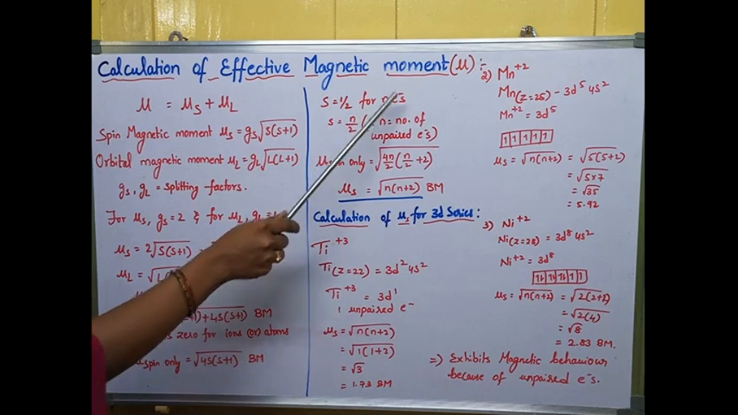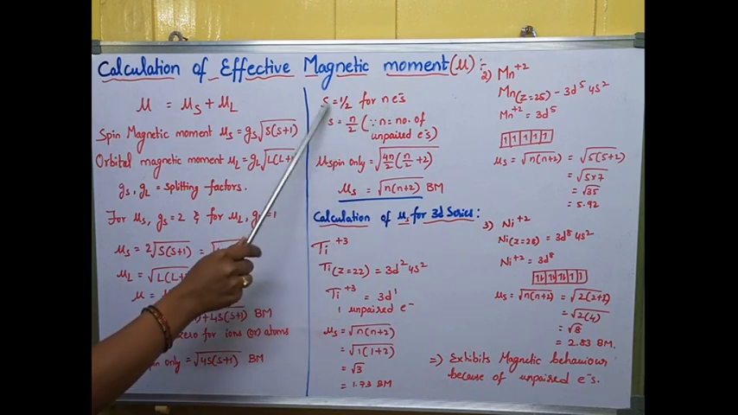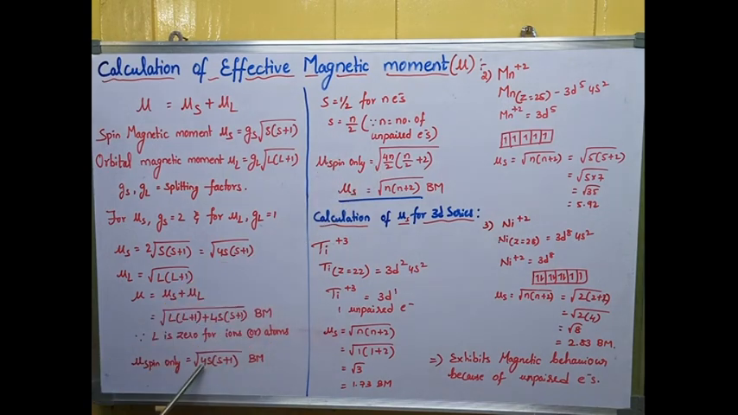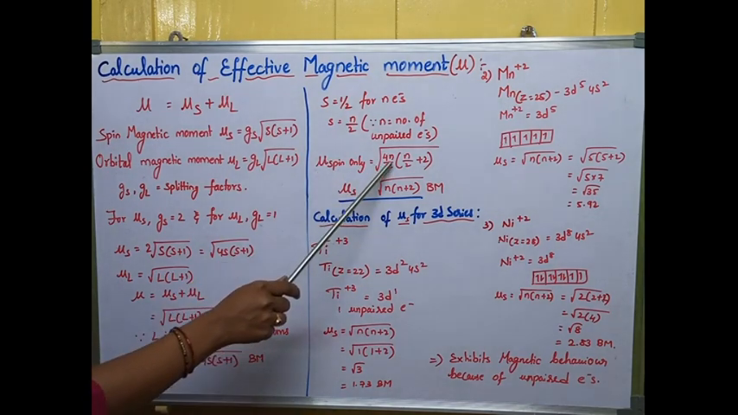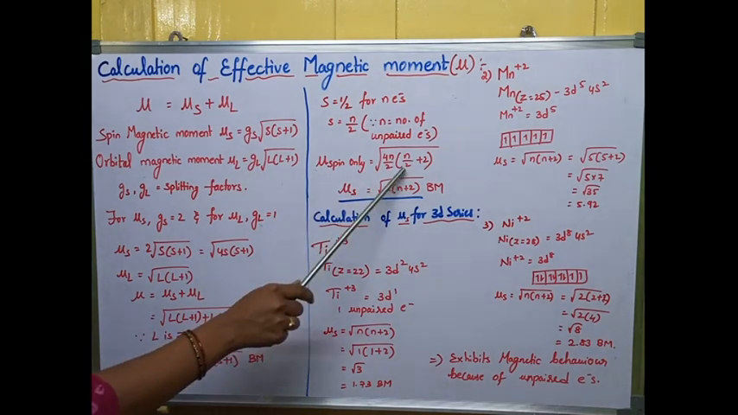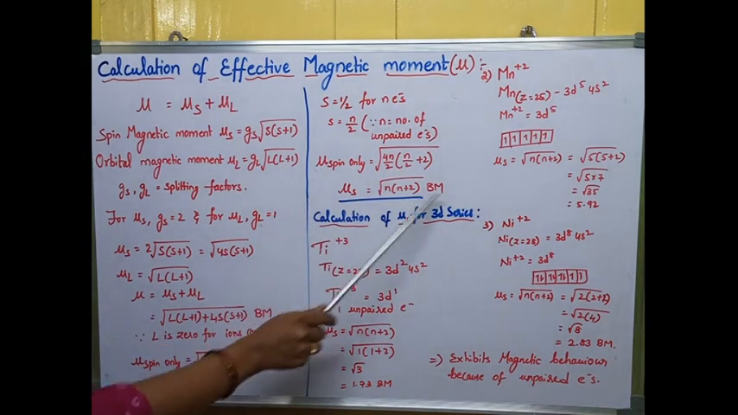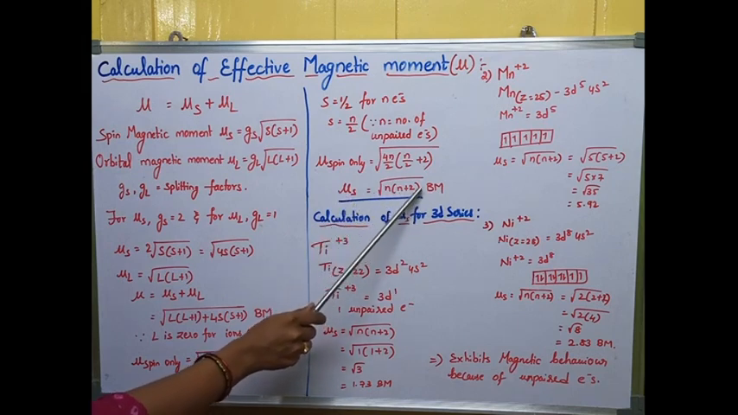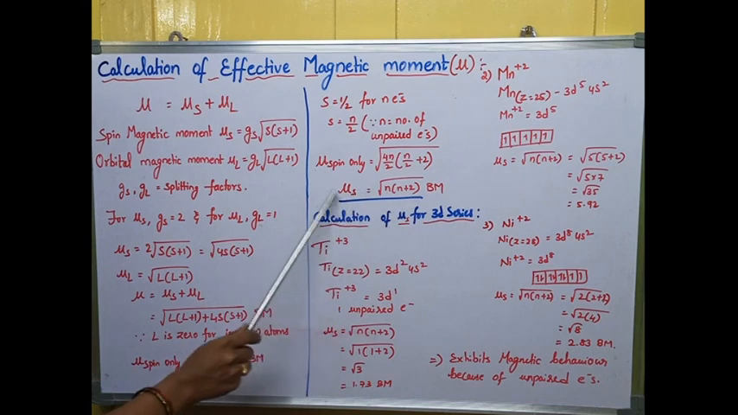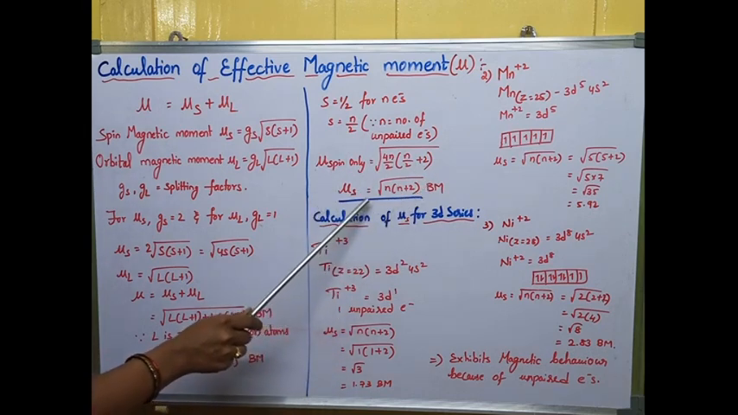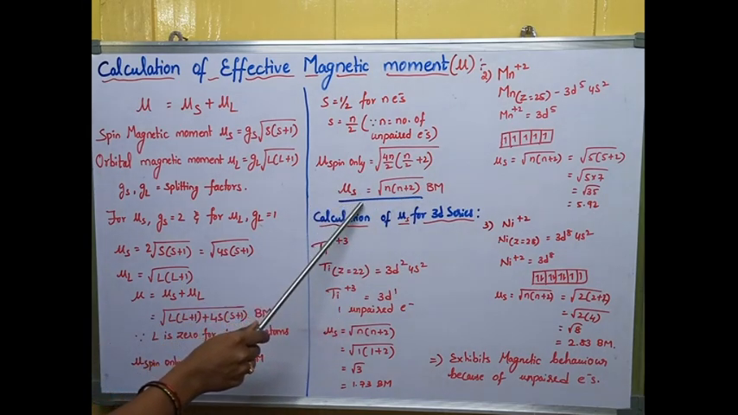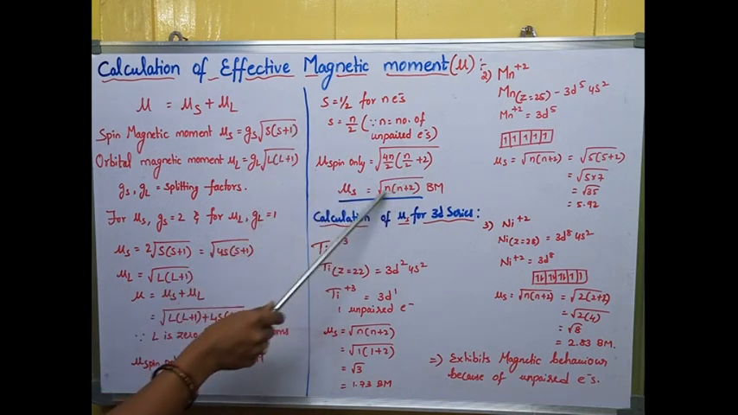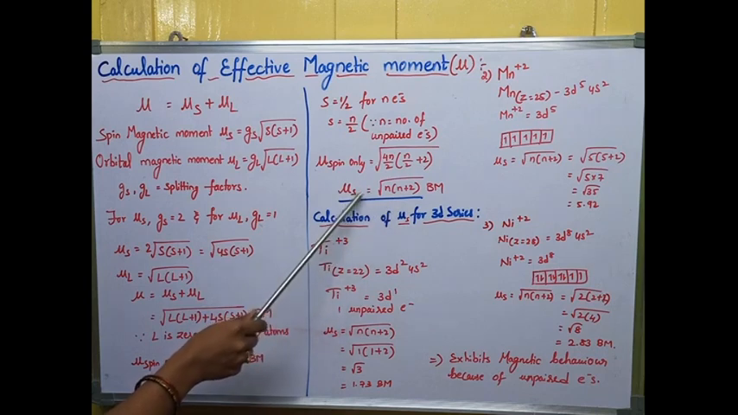Okay, we know already, for n electrons, what we will do? n by 2. For one electron, 1 by 2. For n electrons, n by 2. So I am substituting this value: in place of s, I substitute n by 2, and again n by 2. From this I am getting the mu spin only formula, root over n into n plus 2 Bohr magnetons. So this is the formula to calculate the magnetic susceptibility, or spin only formula, of any substance. So now coming to the 3d series, I am applying this formula for the 3d series.